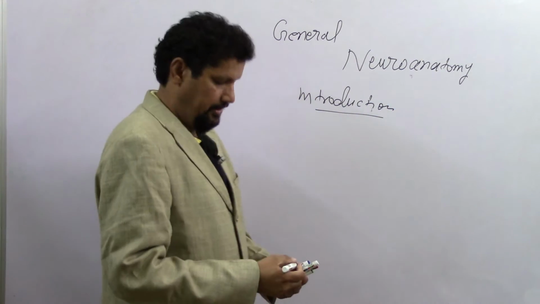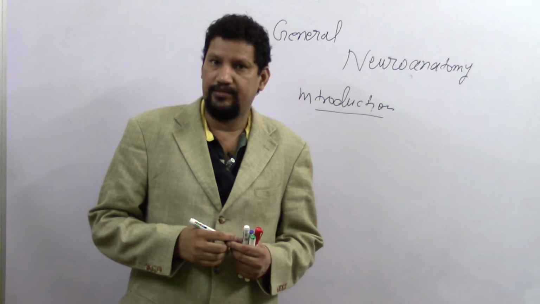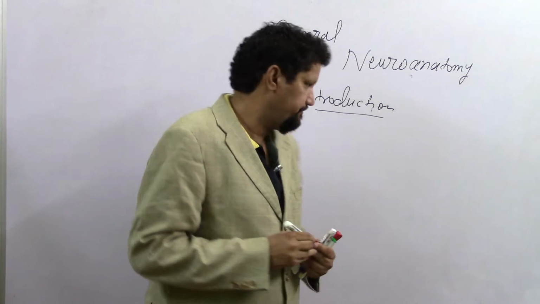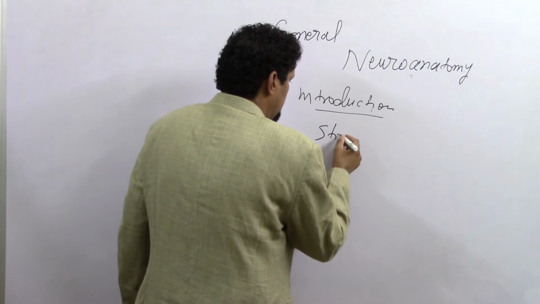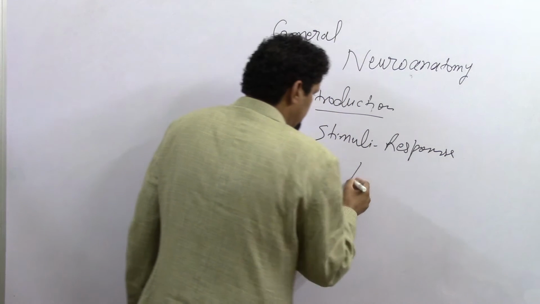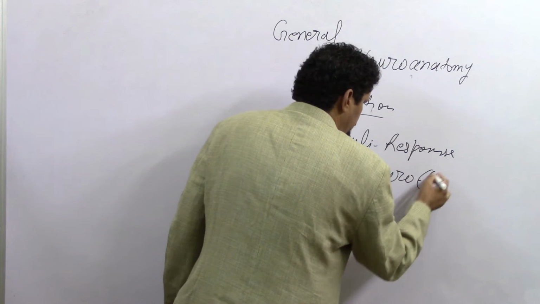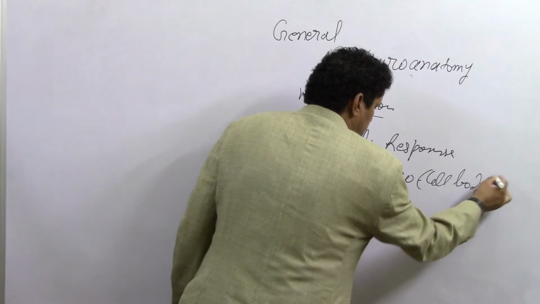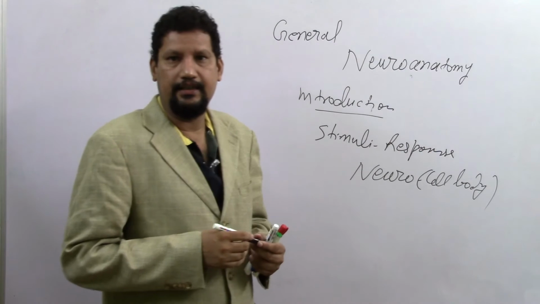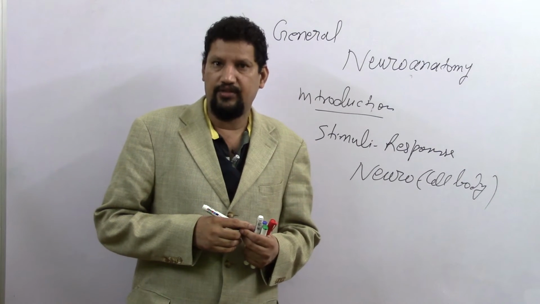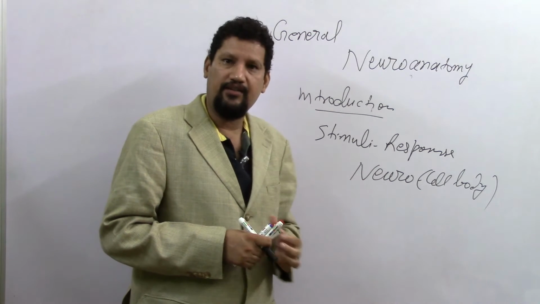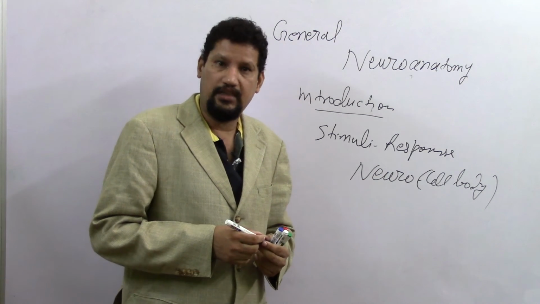Neuroanatomy, simply, is the study of a stimuli response system of the body, which has a functional and structural unit, the neuron or nervous cell. So neuroanatomy is the science of study of the nervous system, the stimuli response system of the body, having the neuron or nervous cell as its structural and functional unit.